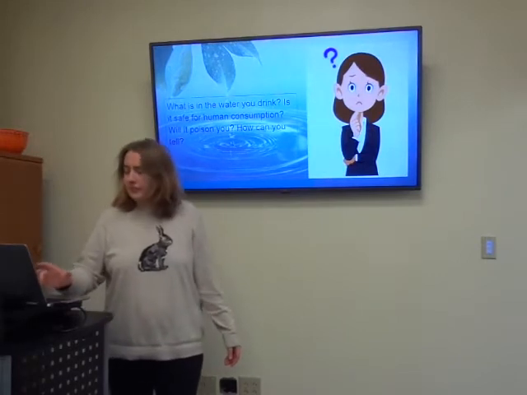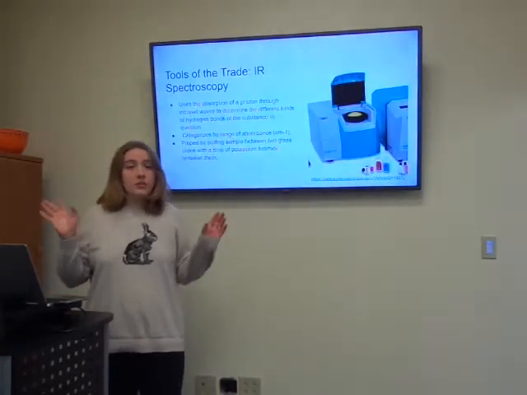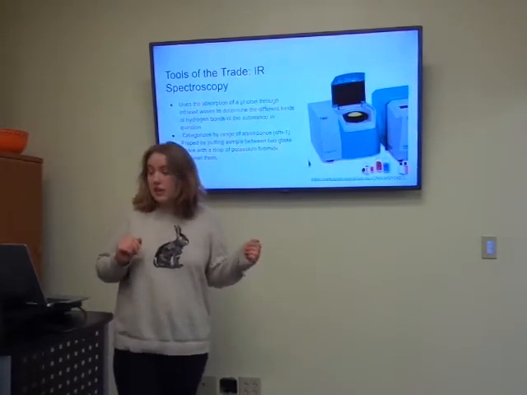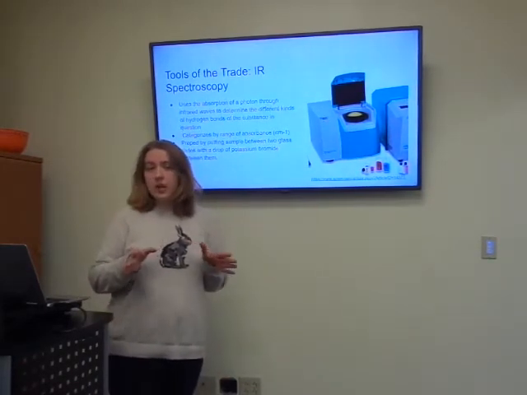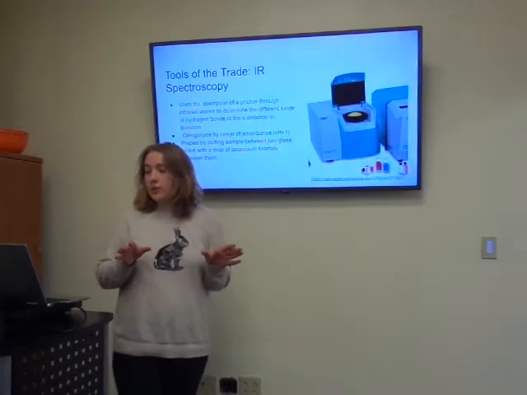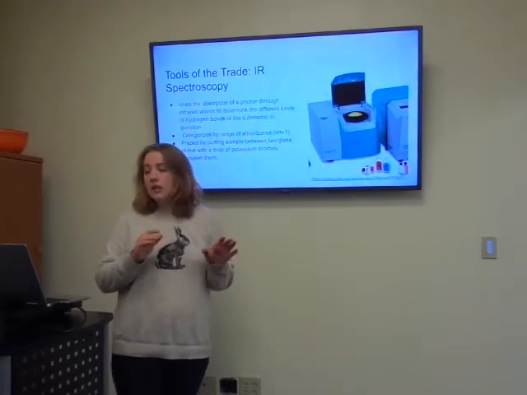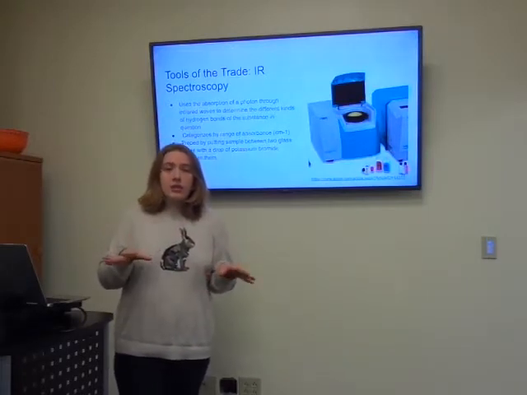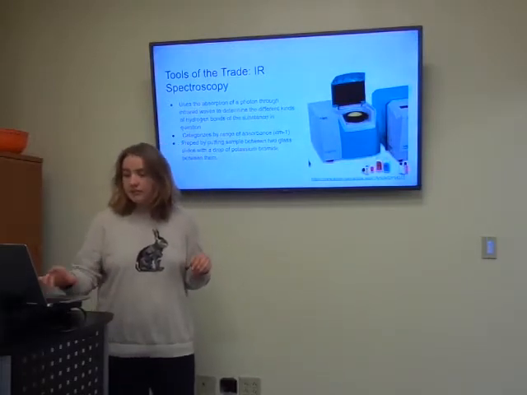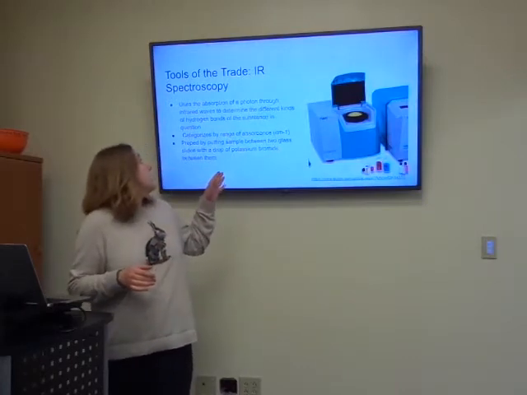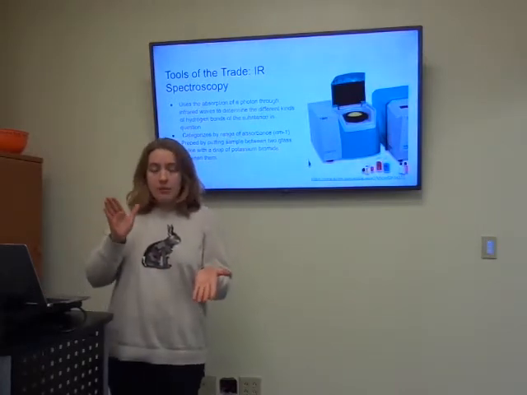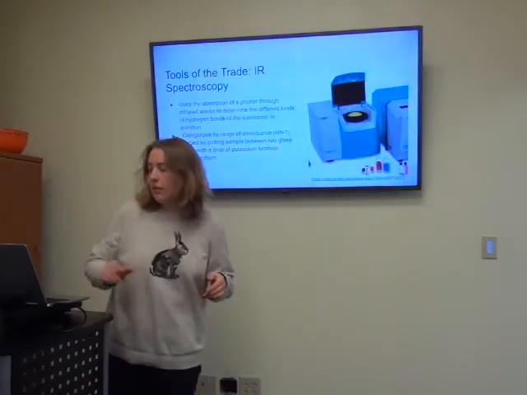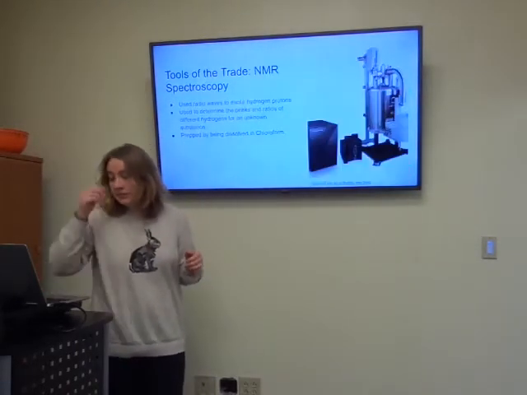How can you tell? So we used two different tools of the trade, which was the IR spectroscopy, which uses the absorption of a photon through infrared waves to determine the kinds of hydrogen bonds the substance in question has. So it basically tells what kind of functional groups your substance has. And to prep for an IR spectroscopy, we took our sample and we plopped it between two glass slides with a drop of potassium bromide between them.